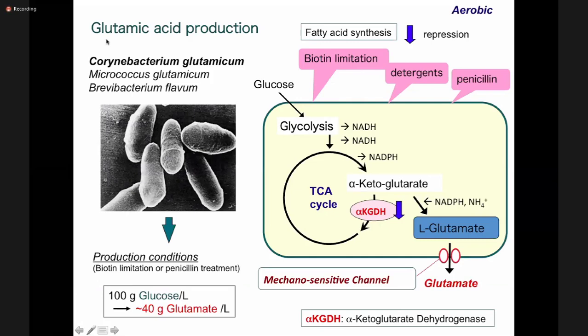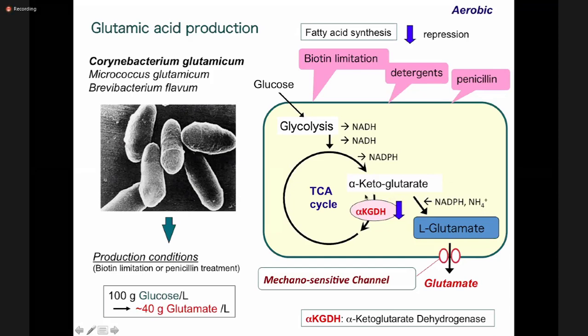So glutamic acid or glutamate production by Corynebacterium is one species of microorganism, actually. This microorganism produces glutamic acid, glutamate from glucose, and we need to put ammonium ion, because glucose does not contain nitrogen.